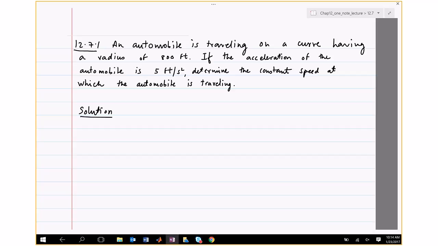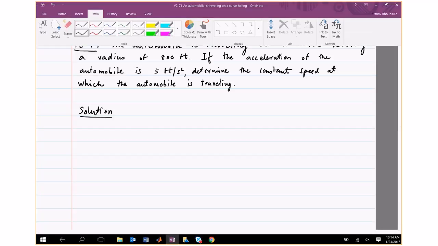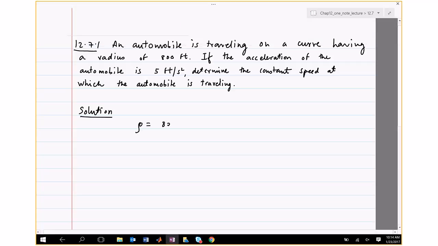Okay, so try doing this. Let me put down things we know about. So we know rho is 800 feet. You're given that the acceleration is 5 feet per second squared. Now, mind you, you're given the absolute value. If you were told the actual value in terms of a vectorial quantity, then you would be given the tangential component is so and so and the radial component is so and so. In this case, you're not given that.